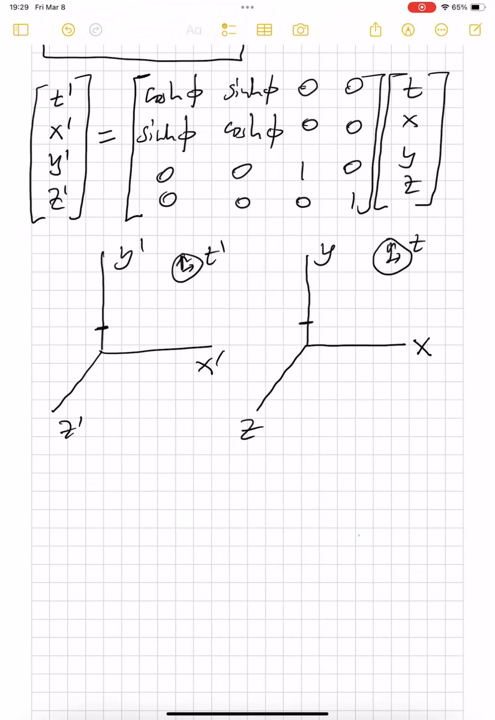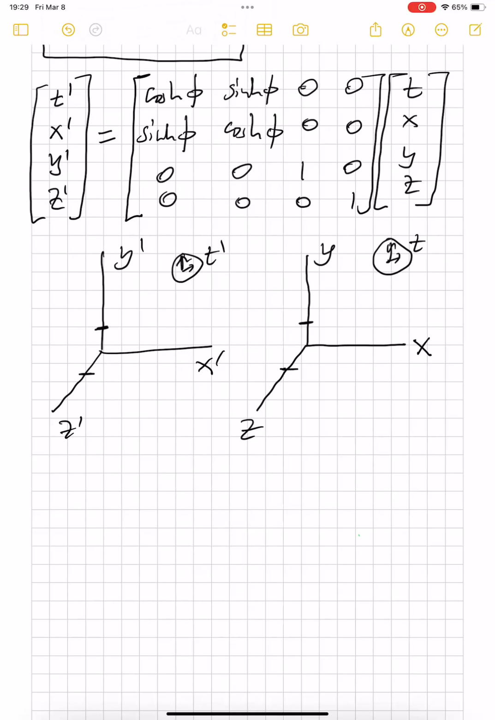If I was to measure z prime as 1, that would correspond to a measurement of z as 1. And that's why the y and y prime and z prime axes are perfectly parallel. We'll be assigning the same y and z coordinates in the two coordinate systems, and that's reflected by the fact that this matrix representing the Lorentz transformation has got 1s on the diagonal.